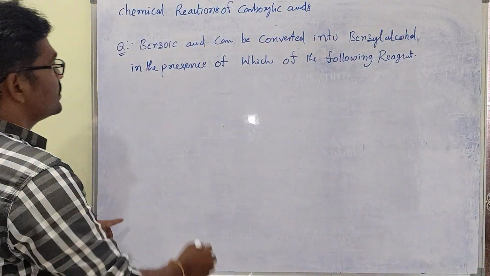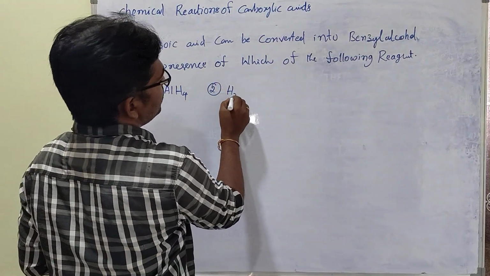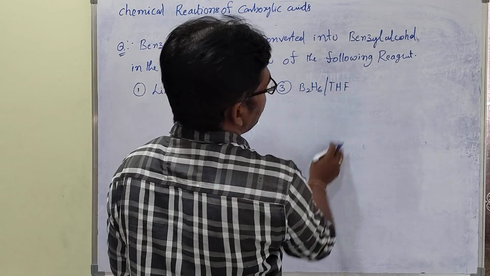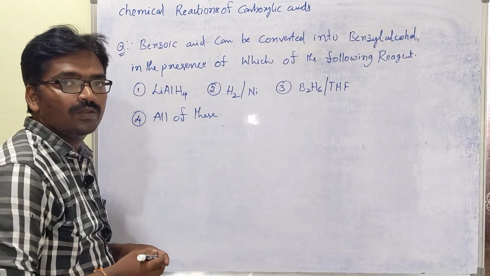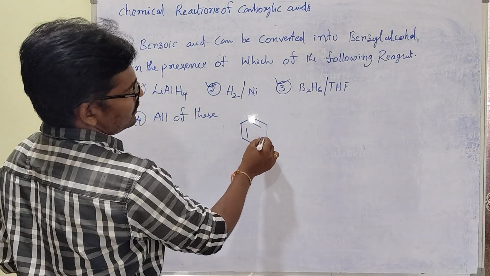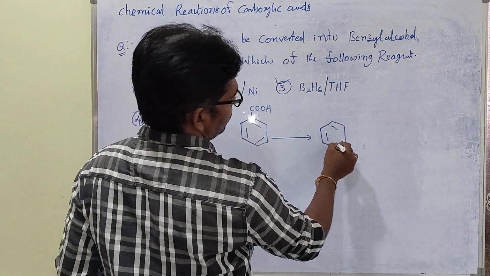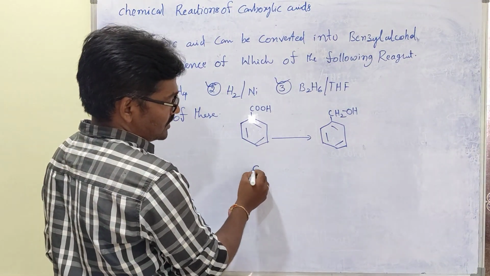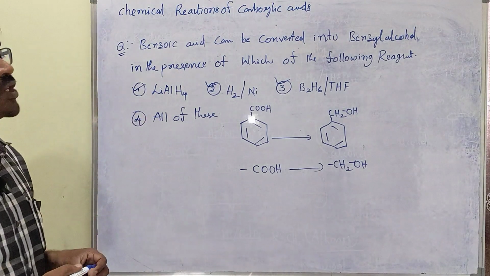So such types of questions they will ask. Option 1, lithium aluminum hydride. Option 2, hydrogen in the presence of nickel. Option 3, B2H6 diborane in the presence of THF, tetrahydrofuran. Then the fourth, all of these. So all these three reagents can convert it into alcohols. Benzoic acid is benzene attached with COOH, and all these reagents convert it into CH2OH. So in this redox reaction, the COOH group is converted into the CH2OH group. That's what you have to remember for the reduction of carboxylic acids.